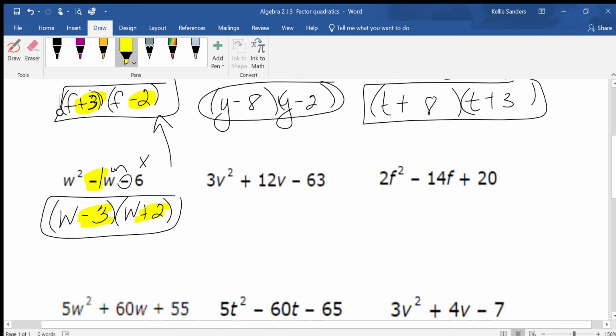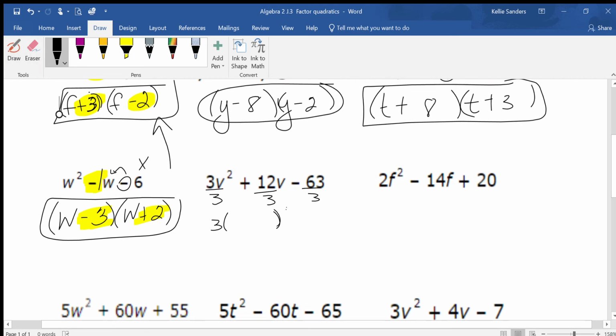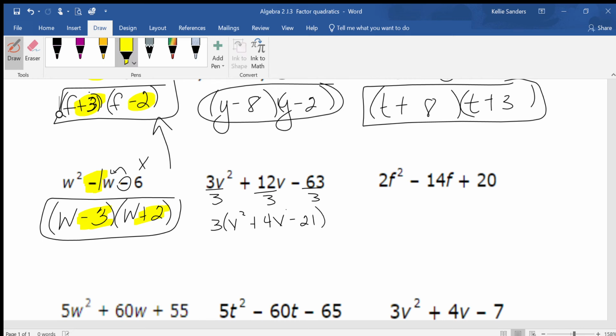Let's move up here. Row, there's GCF. What will go into 3, 12, and 63? 3 does. So we're going to divide everything by 3. We're going to take a 3 out. That cannot be left off, right? And divide by 3, 4, and 21. Leading coefficient is 1, which is perfect. V and V, plus a positive and a negative is a negative. Multiply to get 21, subtract to get 4, 7, and 3.